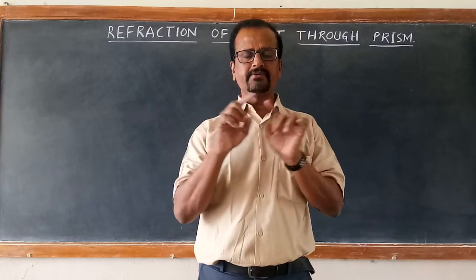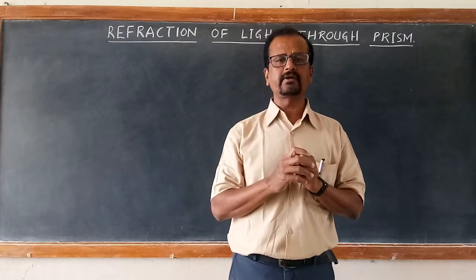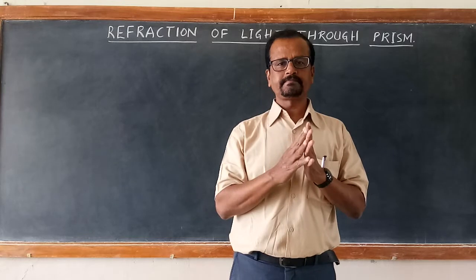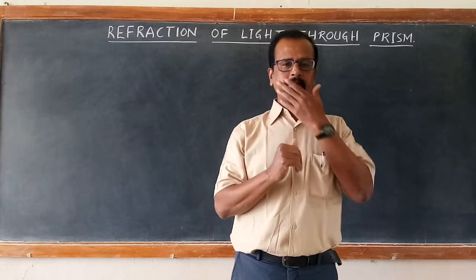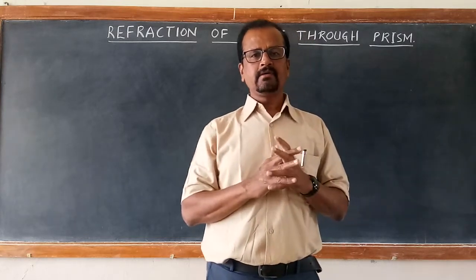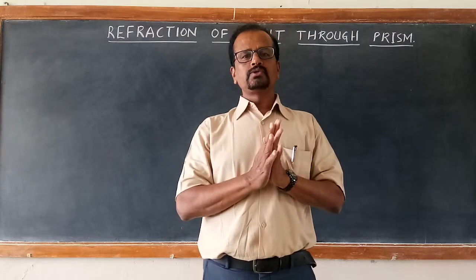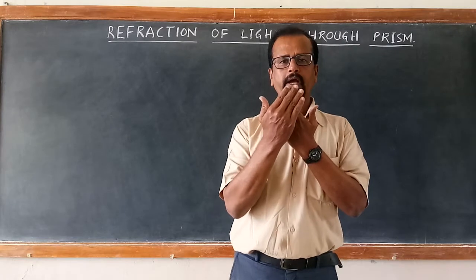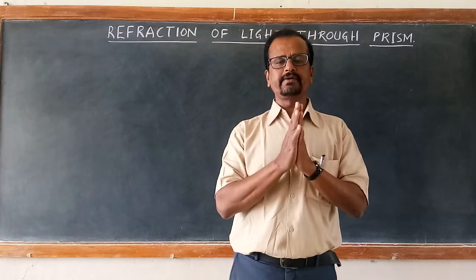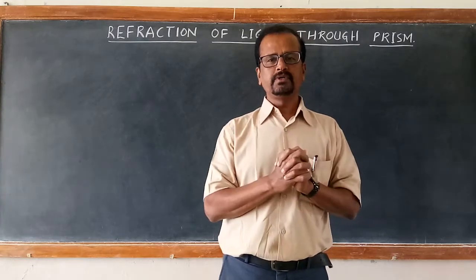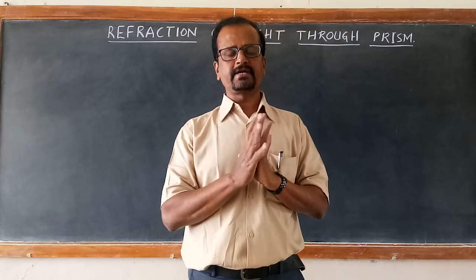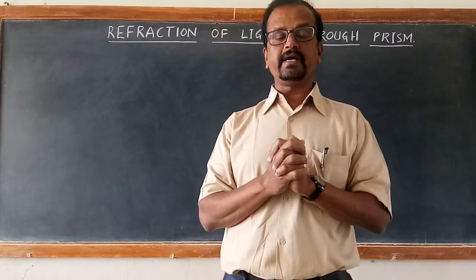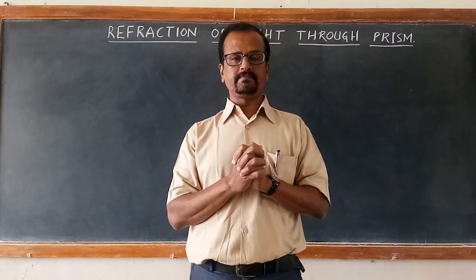Usually these triangular faces are isosceles triangular faces, and the three rectangular faces are bound. So we usually use a prism with 2 triangular faces and 3 rectangular faces for the study of refraction in the laboratory. So what happens when a ray of light travels through a prism?